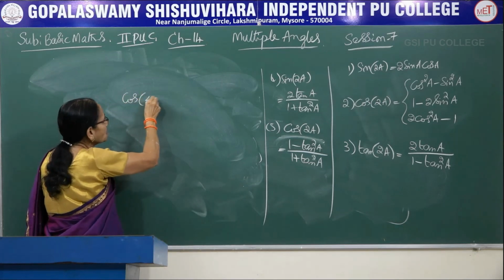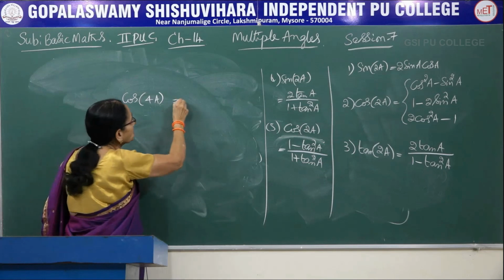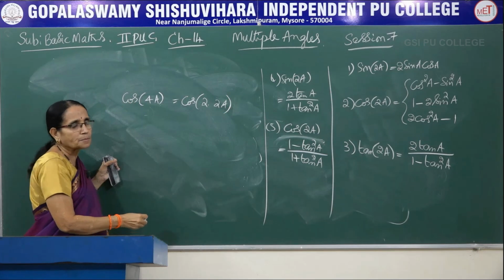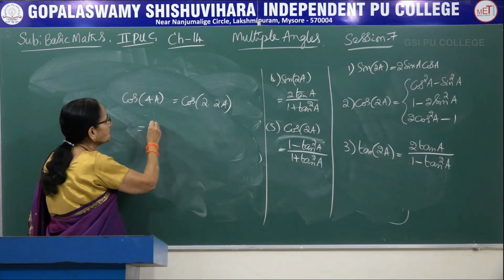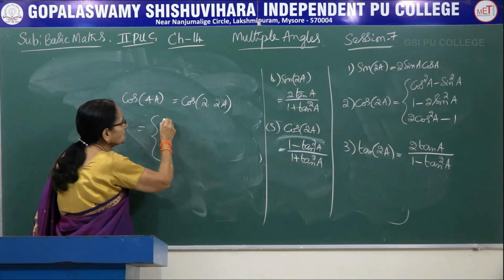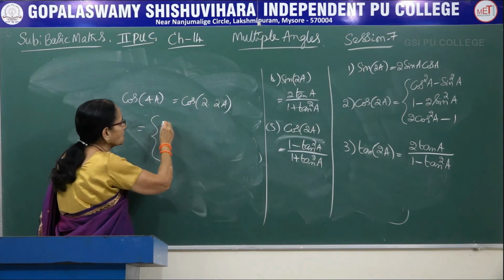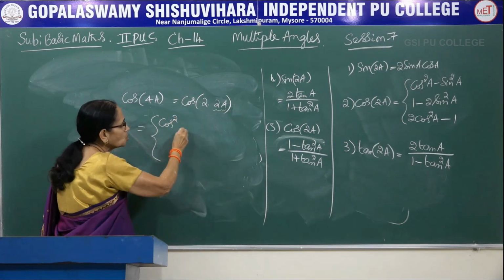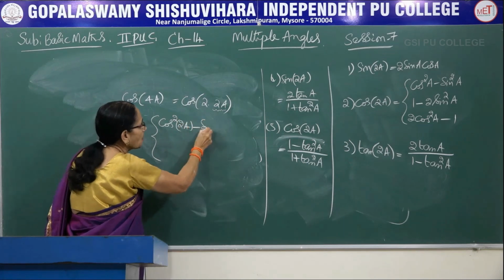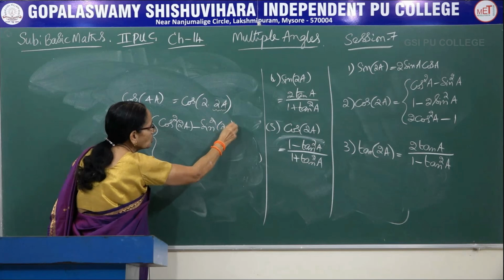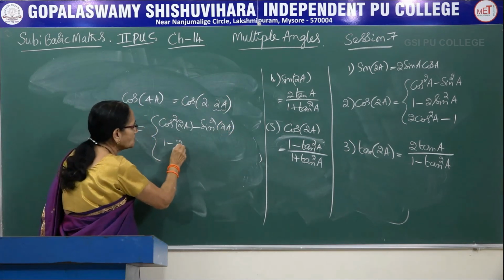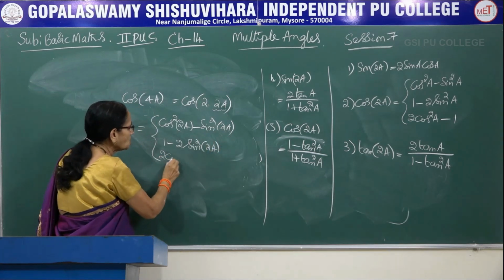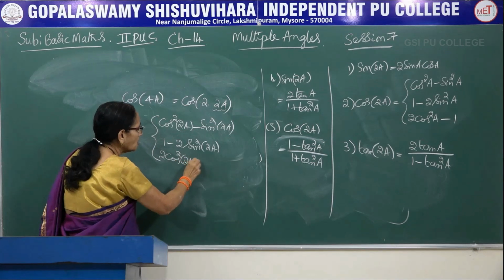Suppose I am having cos of 4a. How could you write that one? You can write it as cos of 2 into 2a. That means I can write it in 3 different ways. First one, what does it say? When 2a was there, half of that angle. That means cos square a I had. In the place of a, what I am having now? 2a. So, it is cos square 2a minus sin square 2a. Next one, 1 minus 2 times sin square 2a. Third one, it is 2 times cos square 2a minus 1.